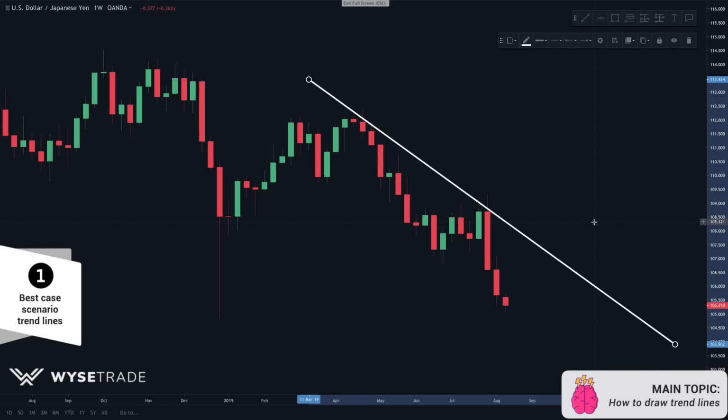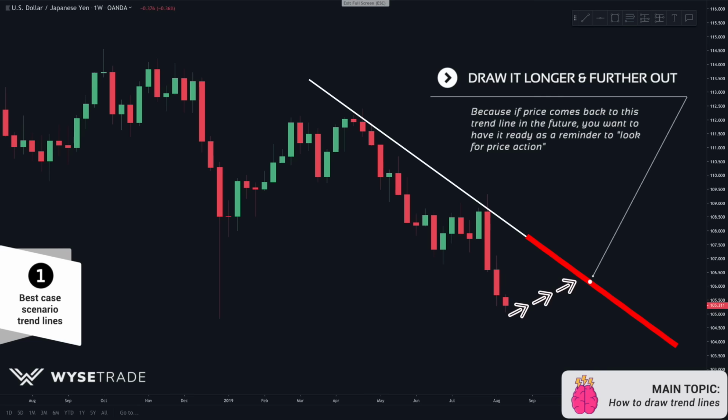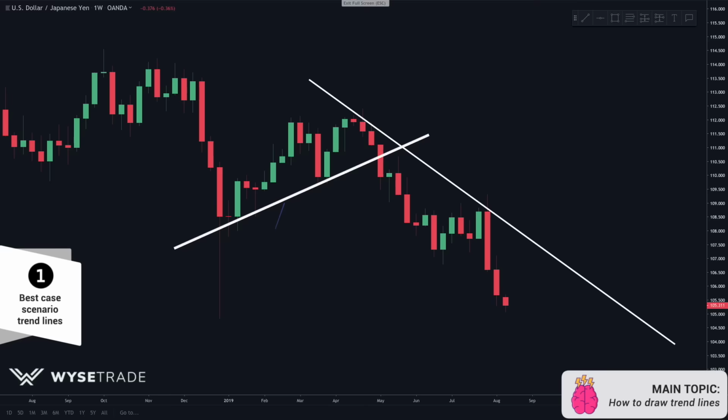Also, make sure when you draw your trend line to have it extended further down. Because if price makes it back up to this trend line in the future, you want to have it ready there as a reminder to look. So here was your last trend line that would have been drawn before price broke the trend line. Now, if you want, you can also draw this longer term trend line along these higher points like this.